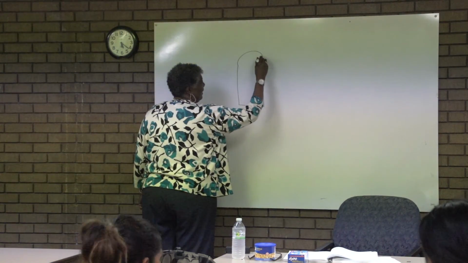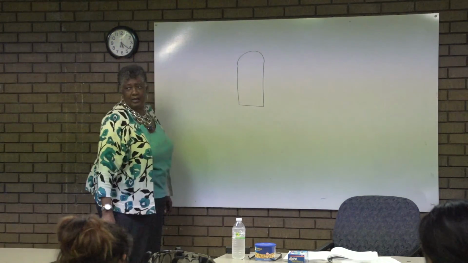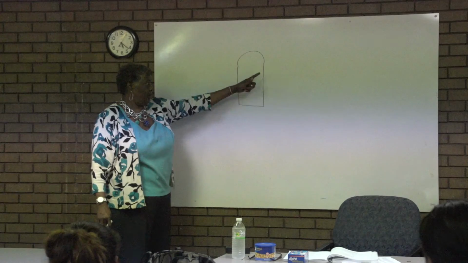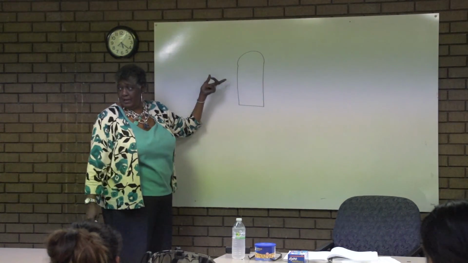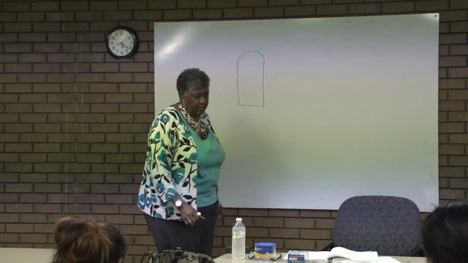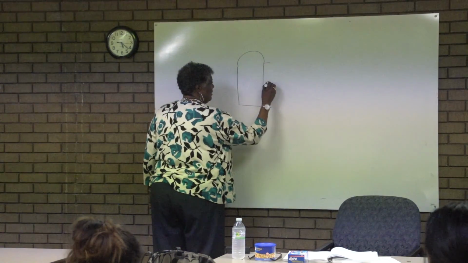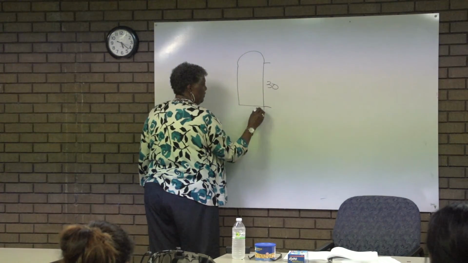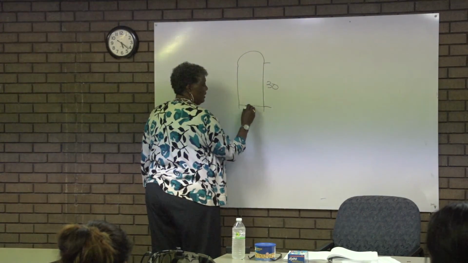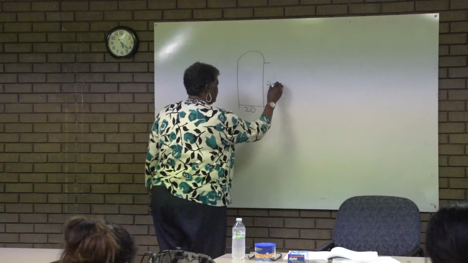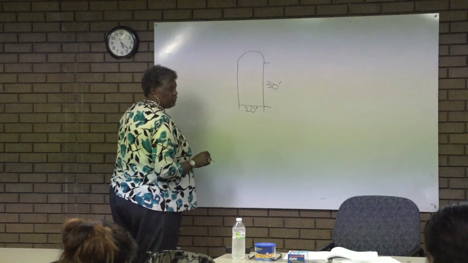How do you find the perimeter? I would add all of the sides. You said add all these up, right? Yeah. Okay, so what are these dimensions? 30 and 20. So from here to there is 30. From here to here is 20 inches. What else would you have to add?